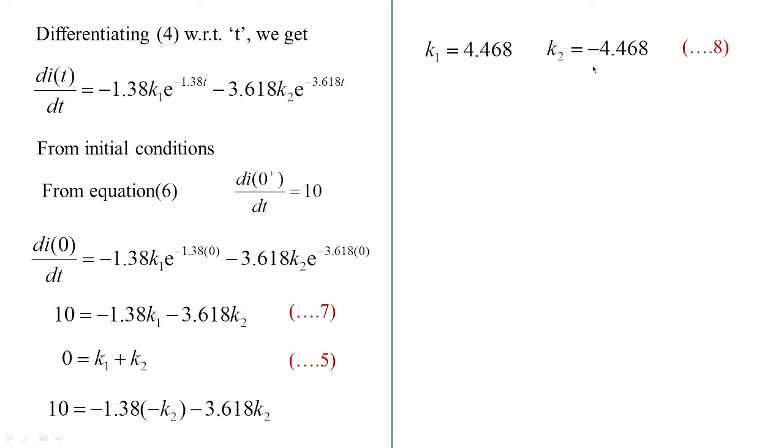Just substitute K1, K2 in equation 4. So I'm going to get I of t is equal to K1, which is 4.468 e to the power of minus 1.380t, minus K2, which is 4.468 e to the power of minus 3.618t. So this is the generalized solution for t greater than 0 and is known as the transient current equation. I hope you understood how we have obtained a general solution of transient current for the given RLC circuit.